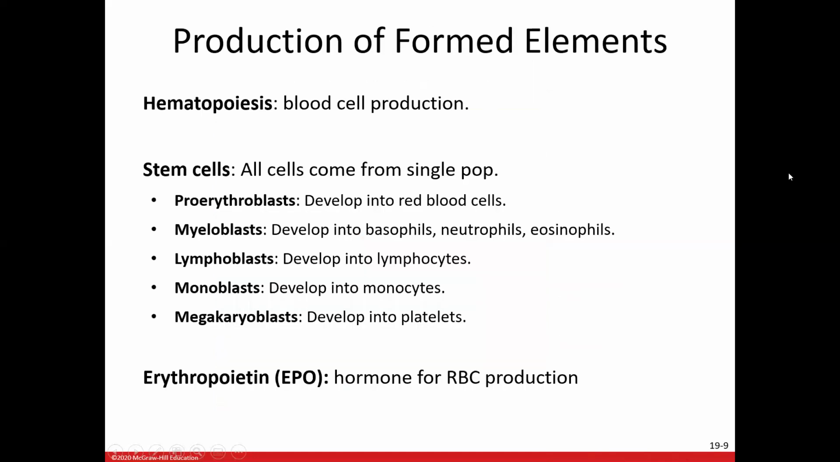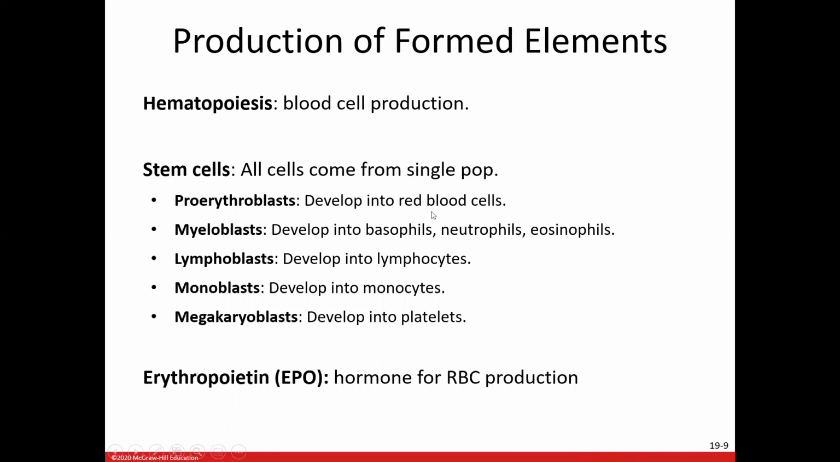So the process by which you actually produce blood cells is called hematopoiesis. And this is how we form everything. It's how we form our red blood cells, how we form our white blood cells, how we form our platelets. And they all come from what are called stem cells. These are cells that have yet to be differentiated into a specific role in the body. So all the stem cells are a single population, and they all differentiate into a type of blood cell.